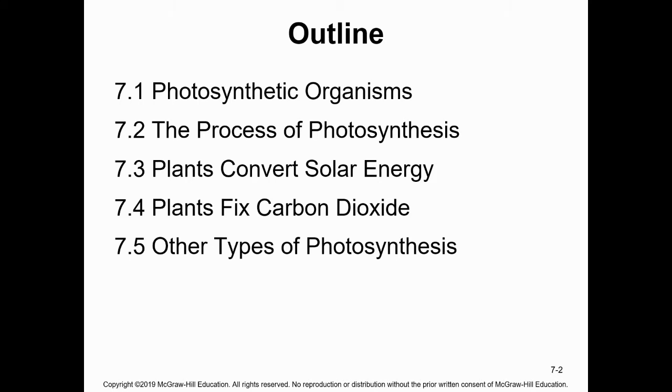carbon source. Remember, we're made of SCHNOPS, and the C and the H are key in all of those components in organic molecules. And the way plants get their organic carbon is from an inorganic carbon source, carbon dioxide. They fix it by turning it into a carbohydrate, attaching hydrogen that they're going to get from water to it. So when we talk about carbon fixing, we're going to put it into a usable form, a carbohydrate. And then we'll look at some other types of photosynthesis.